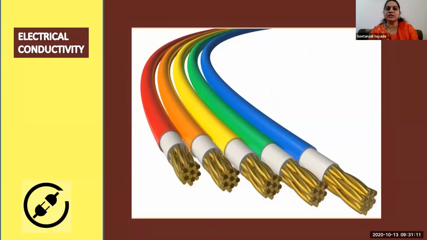The next property is electrical conductivity. That means through metal, electrical charge can easily travel or conduct. So all metals are electrically conductive, and that property is called electrical conductivity. So they are good conductors of electricity. Then which are the bad conductors? Can you name them? Bad conductors.